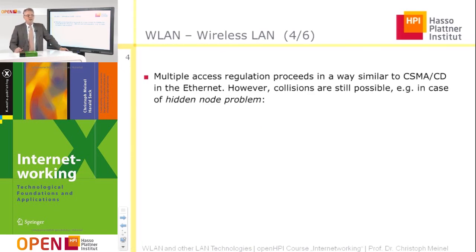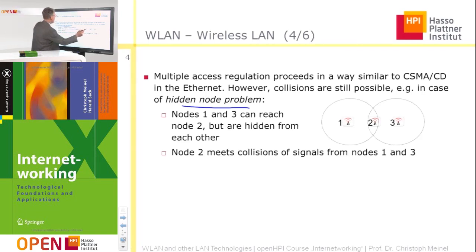When we speak about local area network technology, we again have to think about how to deal with multiple access and how to regulate this multiple access to a network, in this case, multiple access to the access point. So in wireless local networks, we have a very similar mechanism to the CSMA-CD mechanism in the Ethernet. However, here collisions are still possible. And to give you one example, this is the hidden node problem.